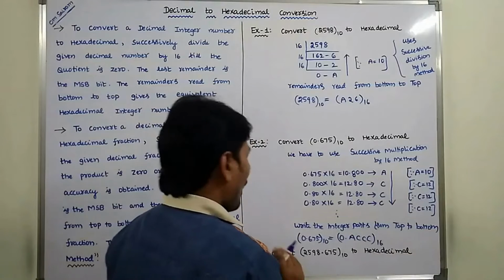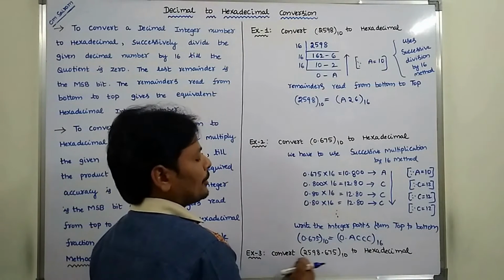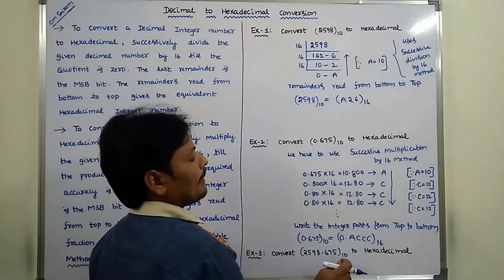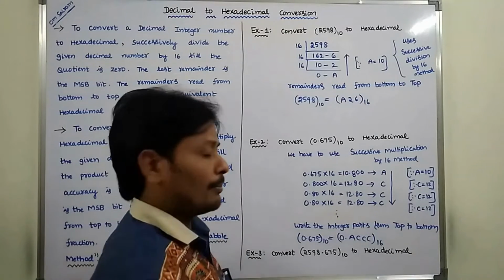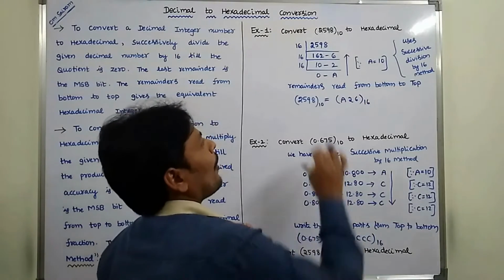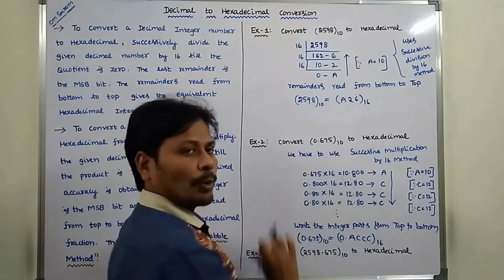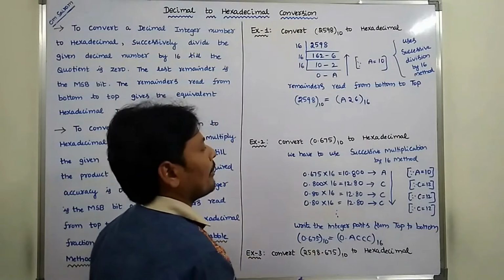Okay, now the third problem: convert 2598.675 base 10 to a hexadecimal number. This problem is a combination of the first problem and the second problem. So we are directly writing the result.